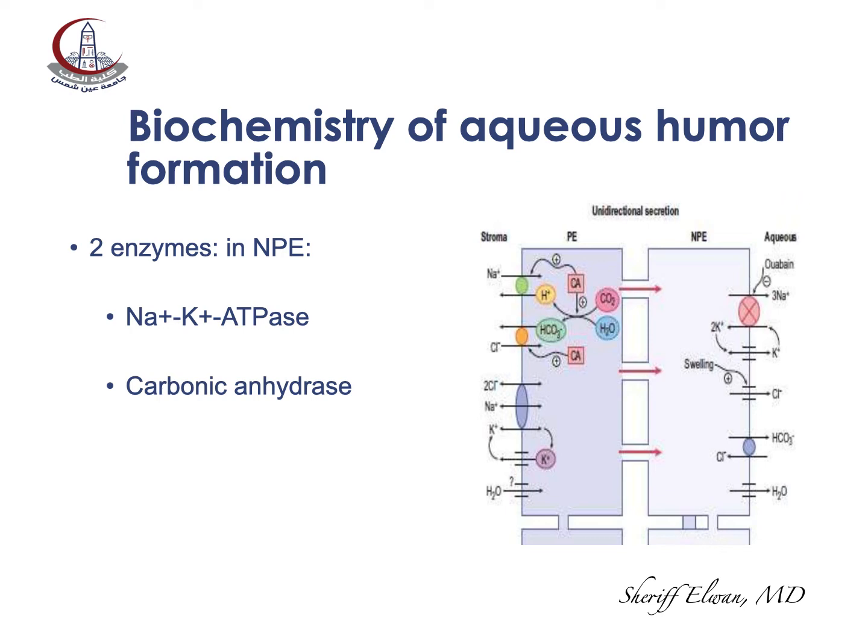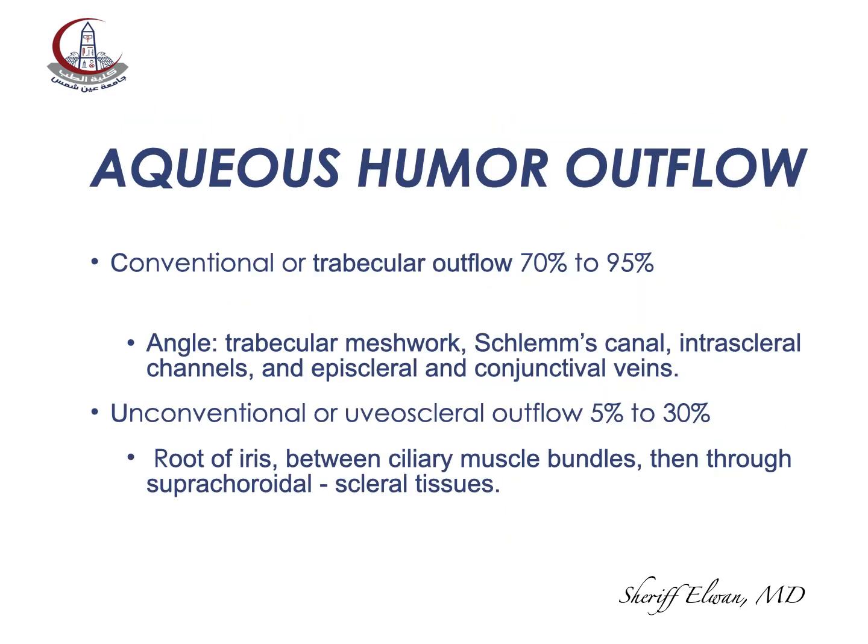Biochemically, aqueous formation is aided by two enzymes in the non-pigmented epithelium of the ciliary body. These are the sodium-potassium ATPase and the carbonic anhydrase. The second half of the whole process is aqueous humor outflow, and there is a conventional or trabecular outflow, as we described before, that accounts for 70 to 95% of aqueous outflow out of the eye.